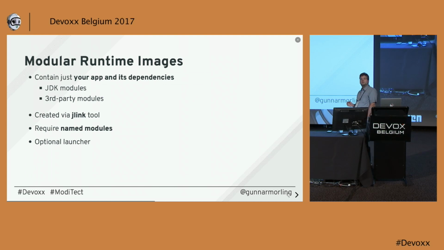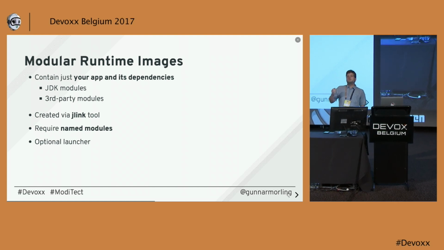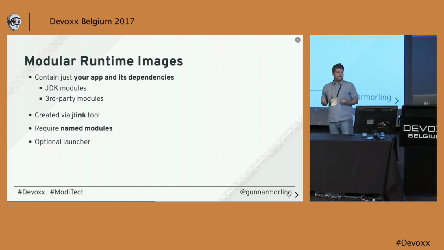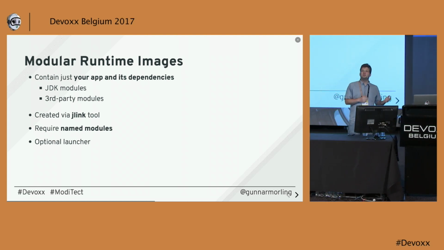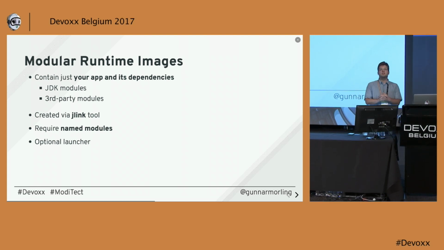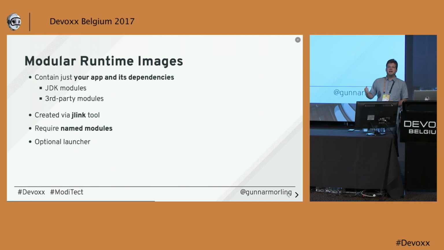Speaking a bit about these modular runtime images, I think they're one of the most interesting additions in Java 9. What they let you do is create an image, let's say a directory, which contains your application, your dependencies, and the modules of the JDK which you are using. This gives you a self-contained image of your application and its dependencies. I will show you a bit how this can be created using ModiTect.